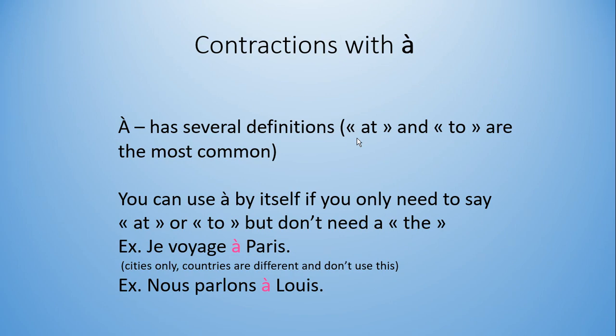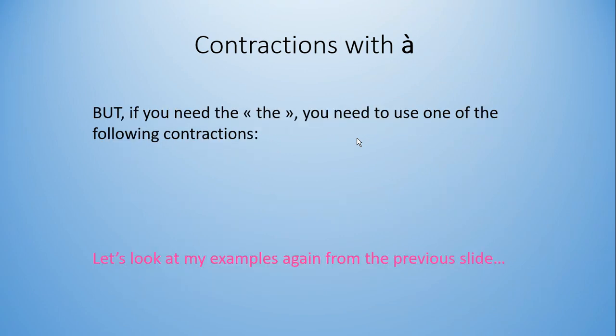So we don't say "nous parlons au Louis," like we're talking to the Louis. No. It's just we're talking to Louis. So once again, using à by itself can just mean at or to. Okay. Now, but if you do need the, you need to use one of these following contractions.